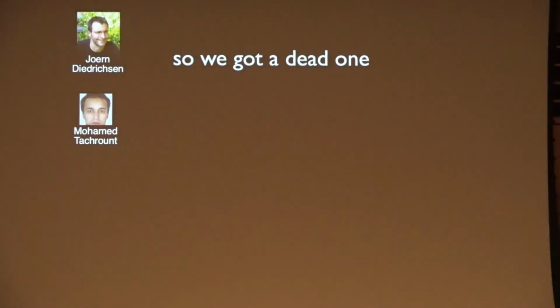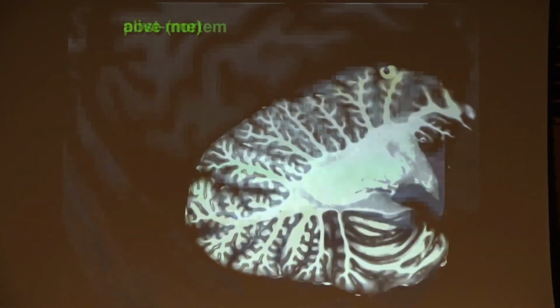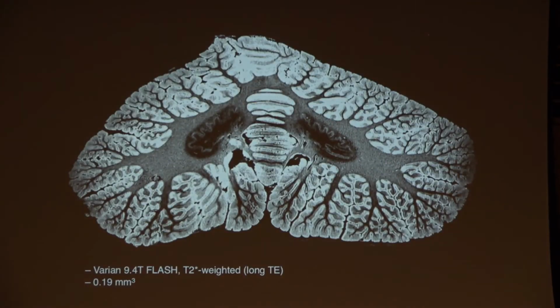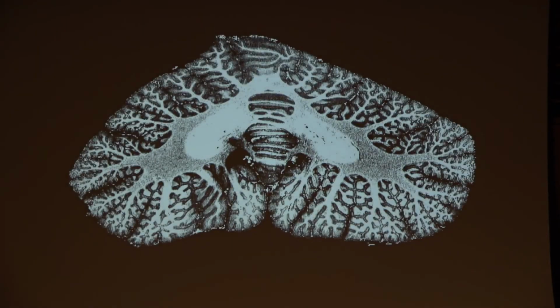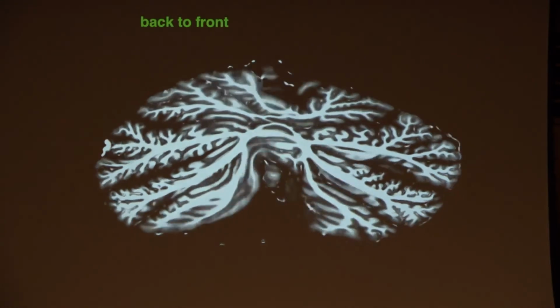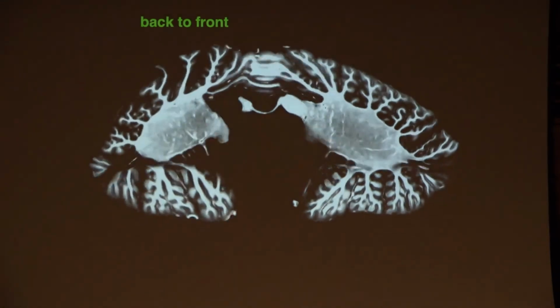So we got a dead one and scanned it at 9.4 T for several nights. So that's what it looks like when it's alive. That's me there. This is what it really looks like. That's a scan of a dead cerebellum. So this is a T2 star-weighted scan and a proton density scan. And then I combined them and added extra sauce. See how much better that is after the extra sauce. And then that was good enough to actually be able to reconstruct it. So this is just going through this insane structure. It's a giant structure. 75% of your neurons are there.